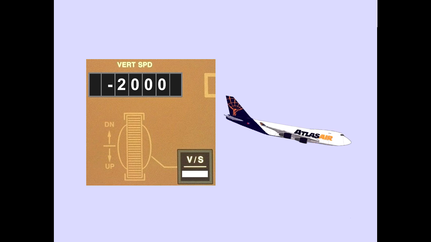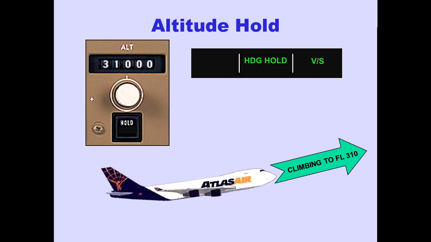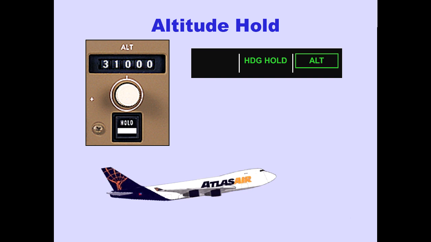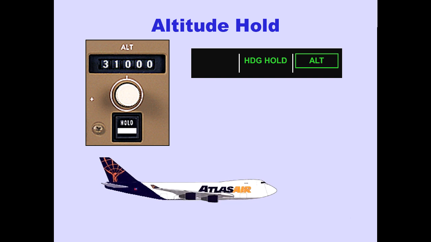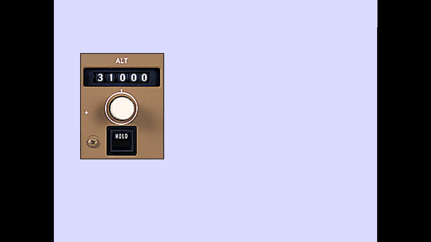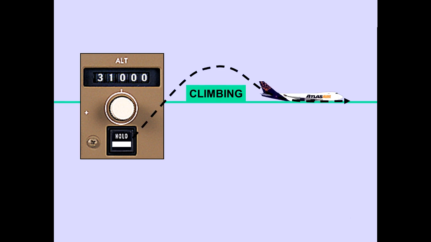Now let's look at the altitude mode. One way to select this mode is by pushing the altitude hold switch. ALT appears in the PFDs. The autopilot then holds the altitude at which the altitude hold switch was pushed. If the altitude hold switch is pushed while climbing or descending, pitch control brings the airplane back to the altitude at which the altitude hold switch was pushed.